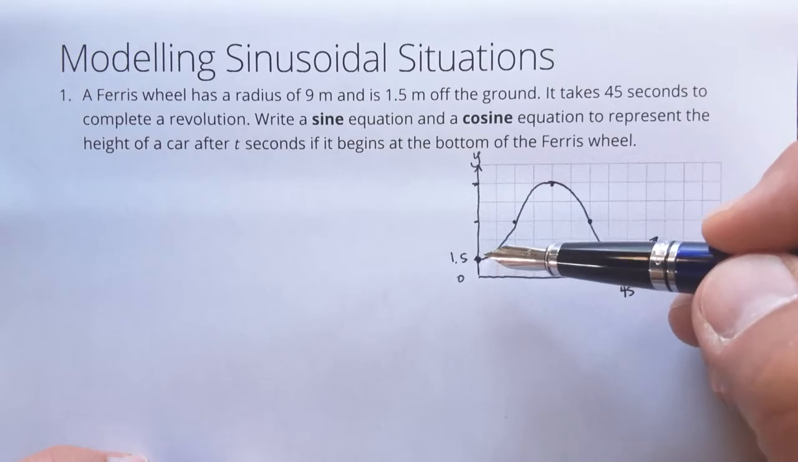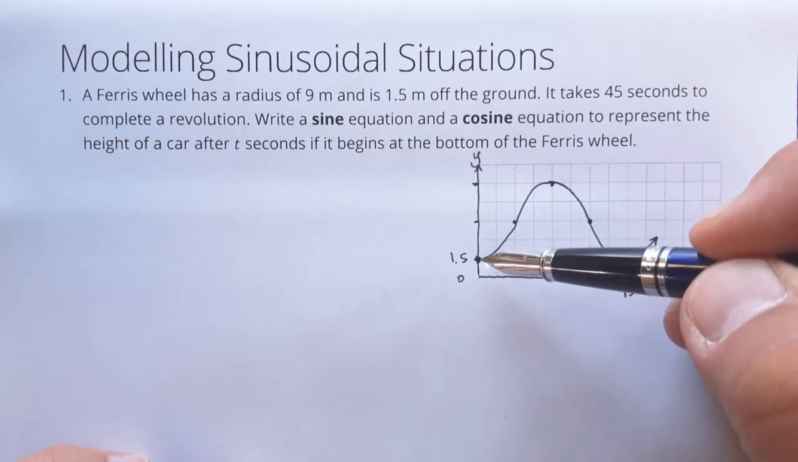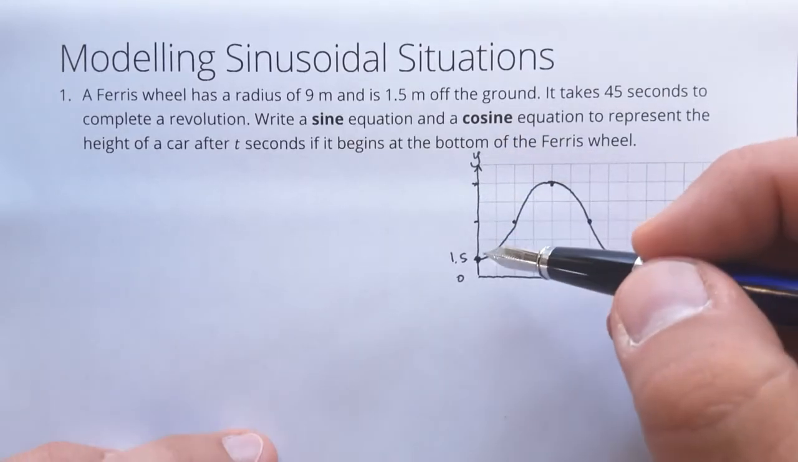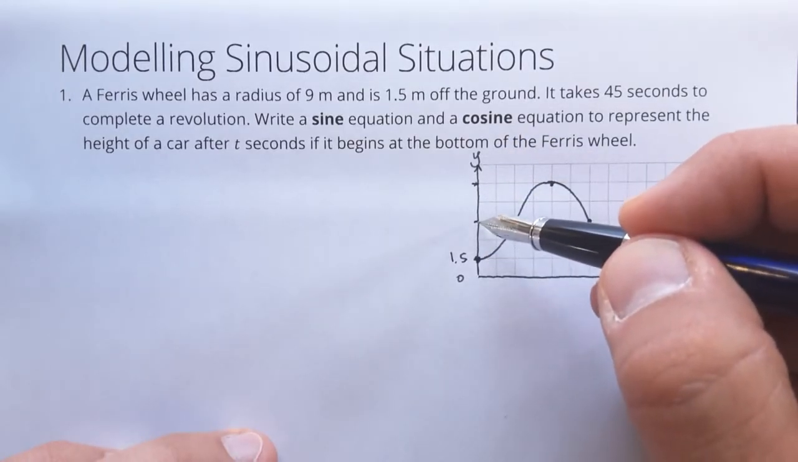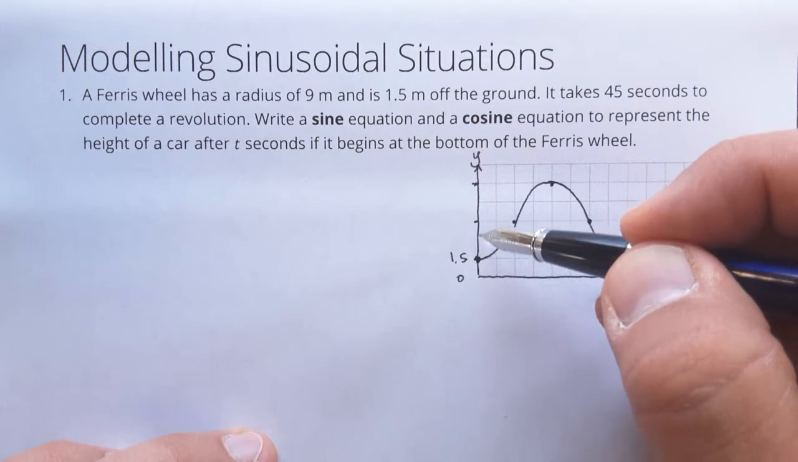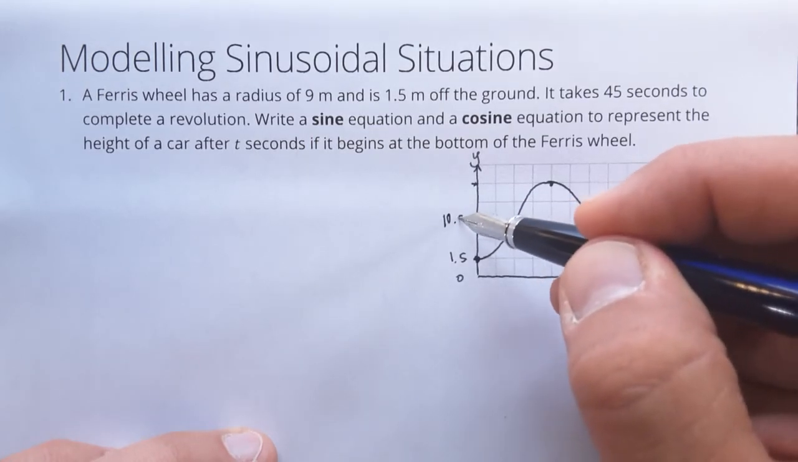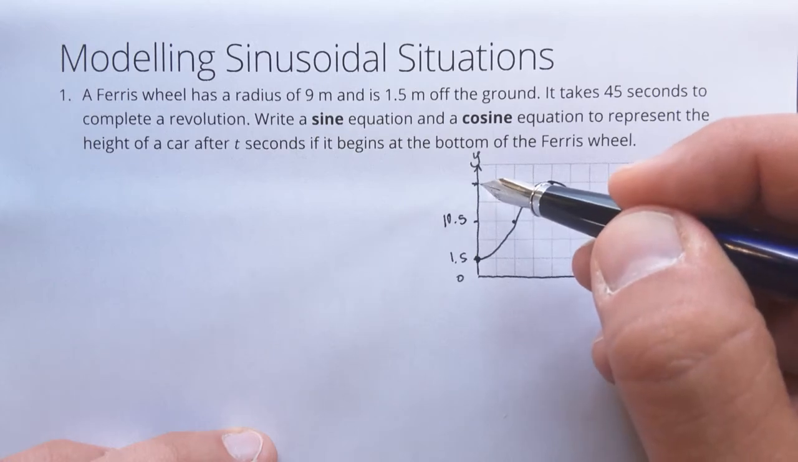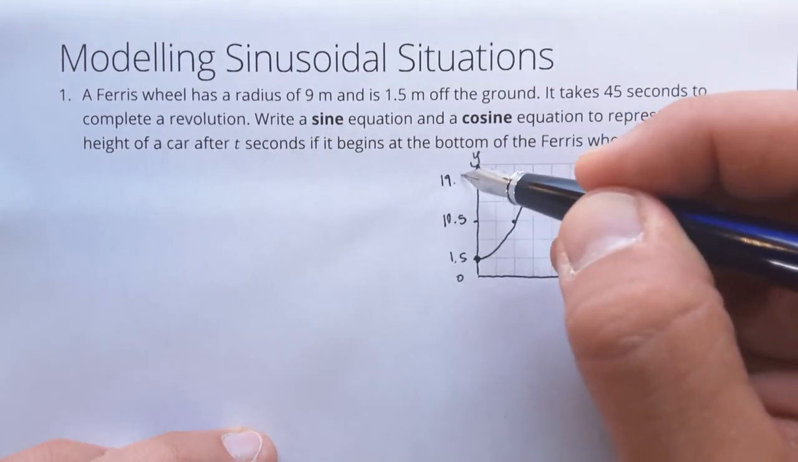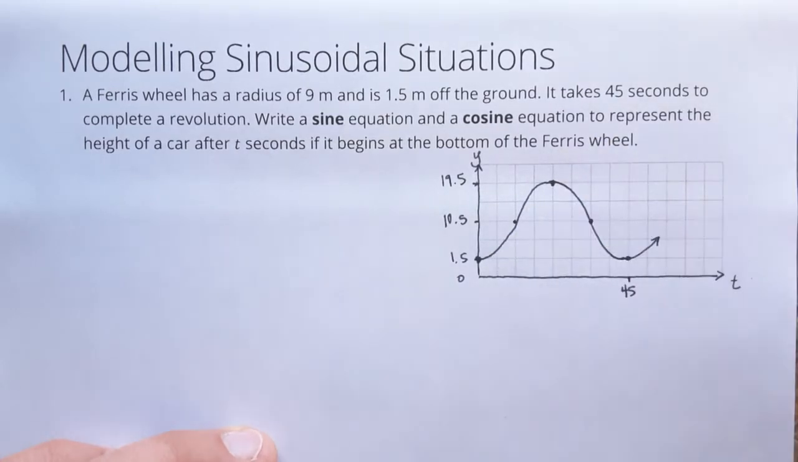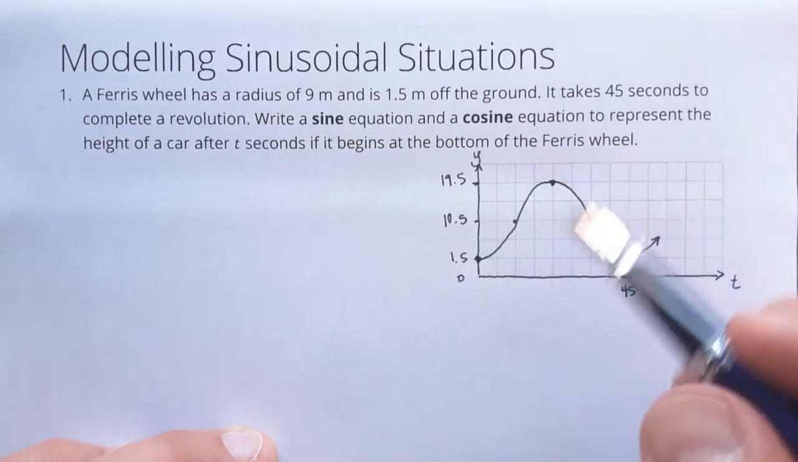Let's work on the vertical axis here. We know that the radius is 9 meters. Now, the radius of a circle is the distance from the center to the outside, so that means this point here must be 9 meters above 1.5. This is 10.5. And then an additional 9 meters to the top, 19.5. So there's our scale. The maximum is at 19.5, the minimum is at 1.5.